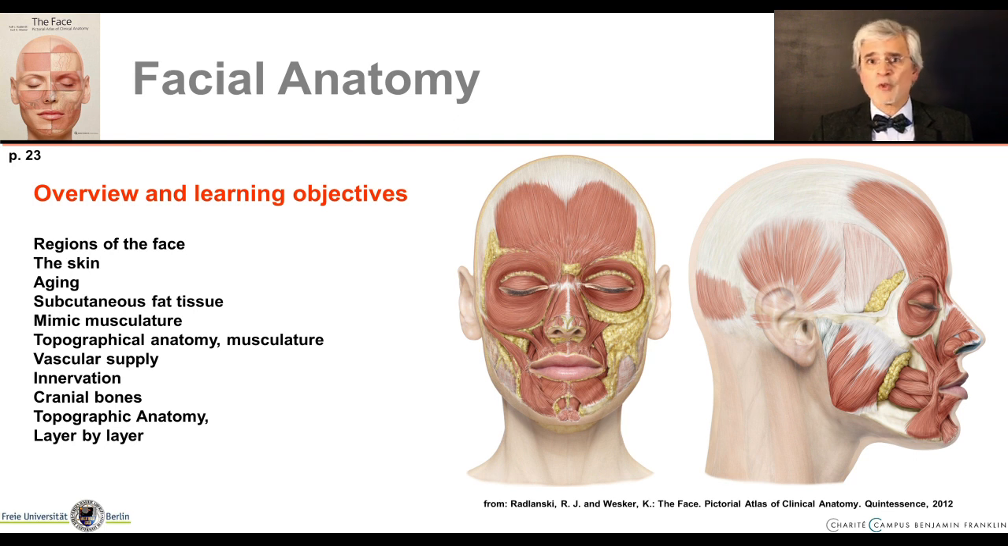And then, because we are working ourselves down layer by layer, we will have arrived at the skull. And as I said, our focus here is on the topographic anatomy, layer by layer. And before I forget, the temporomandibular joint does have its own lecture. It is so special and it would go beyond the scope here. So let us start with the regions of the face first.